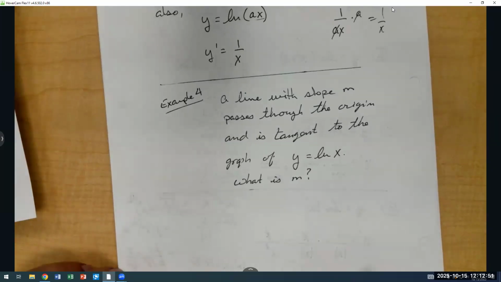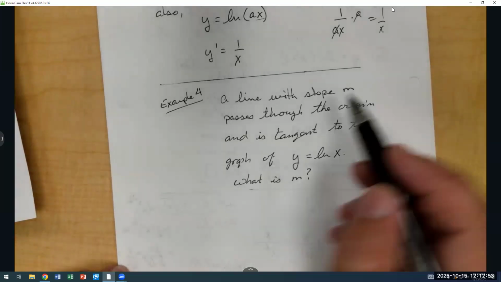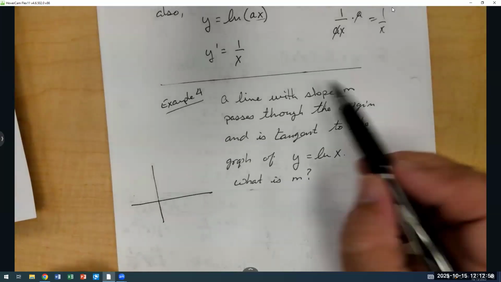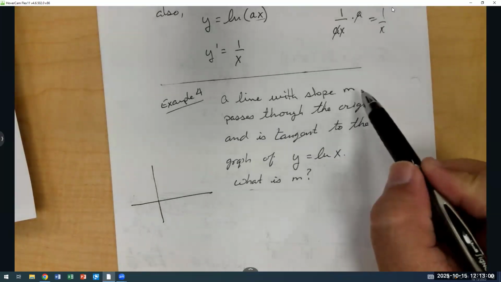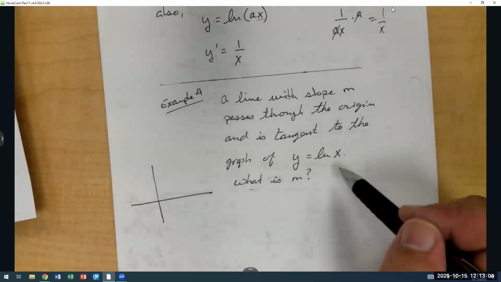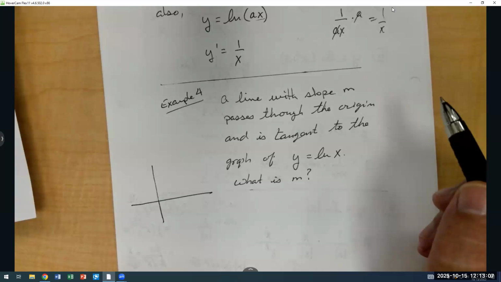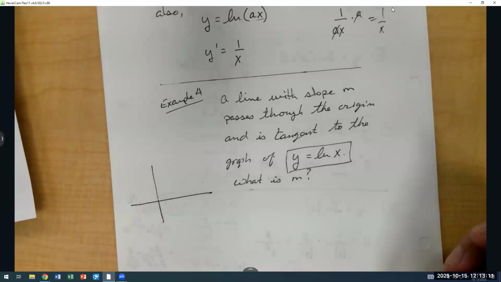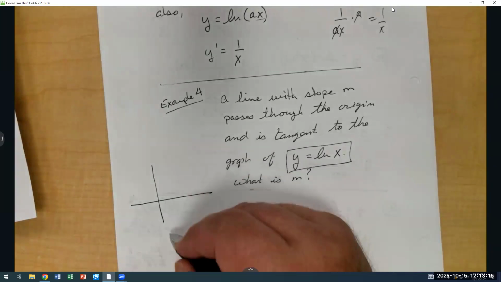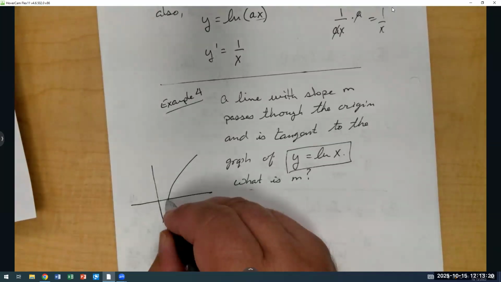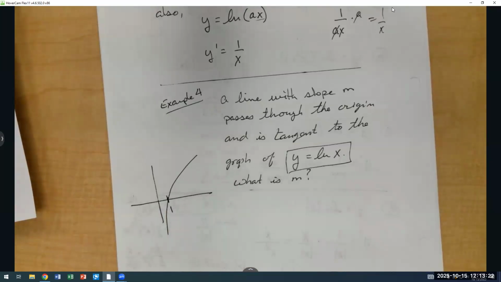So let's begin looking at this. A line with a slope m passes through the origin and is tangent to the graph of ln x. Well, first off, what's the graph of ln x look like? It's an increasing function. Crosses through the value x equals 1.